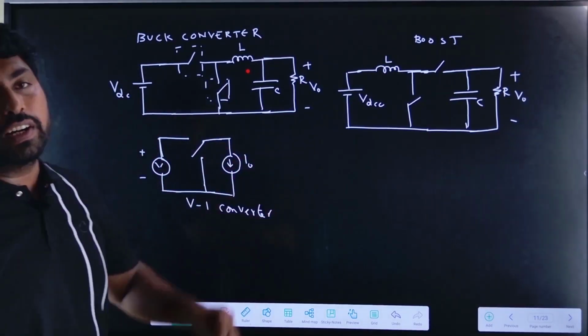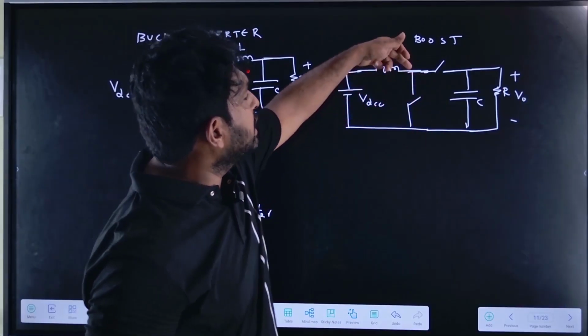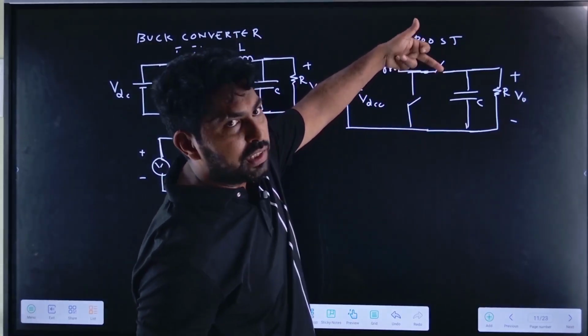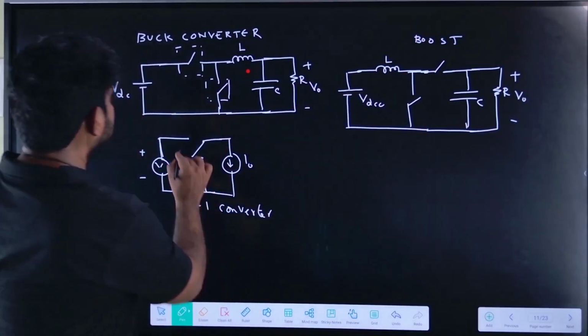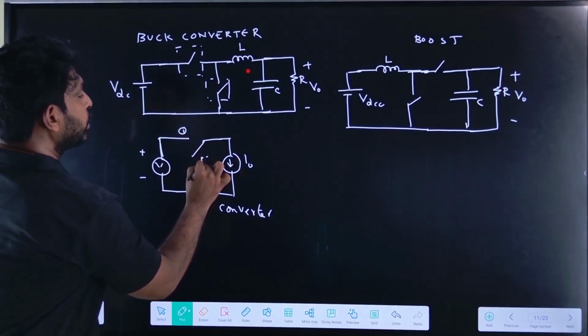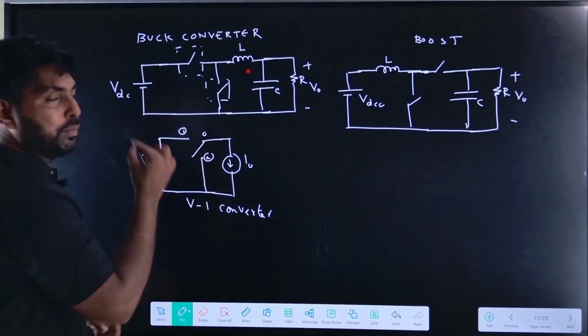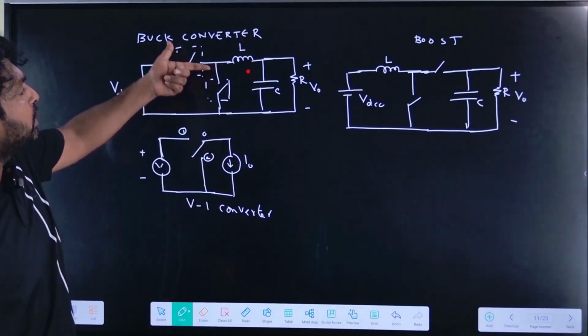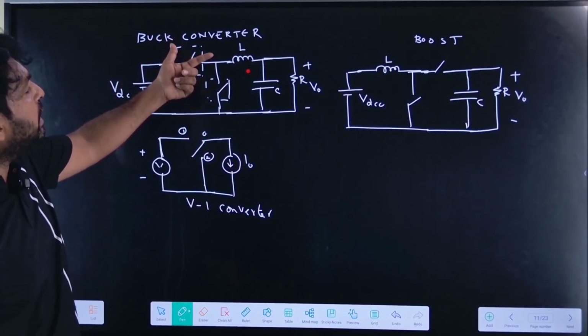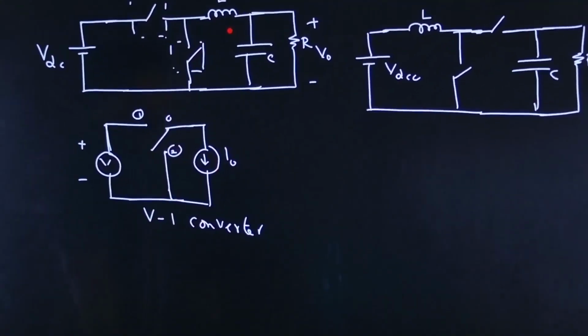So how will the boost converter be? I can replace this switch with a common point, and we can replace it like this. Position 1 will be like this and position 2 will be like this, with this as the common point. If I connect to position 1, switch 1 will be in the on condition. If I connect to position 2, switch 2 will be in the on condition.